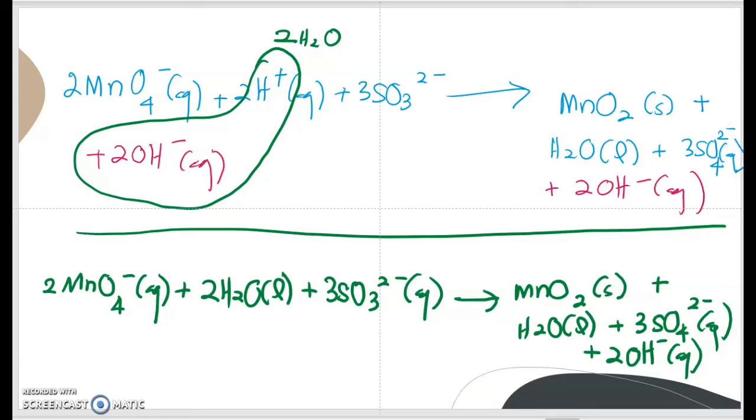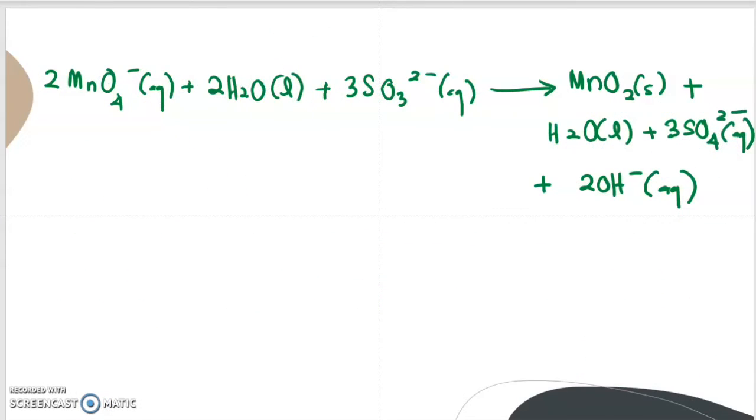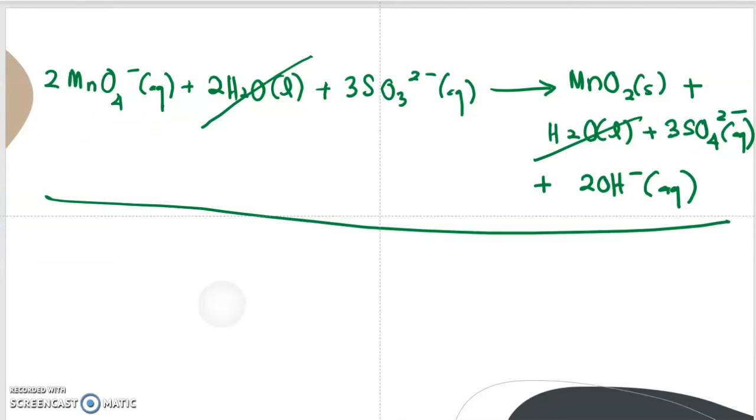How to make sure that the equation is balanced in basic medium? Just check, this is the final equation and you have OH minus. Alright, so this is the final equation after you balance it in basic medium. If you look at the equation, is there anything else that we can cancel? The equation is balanced in basic because we have OH ion, but we have H2O here and H2O here. So in that case, we can cancel off the H2O.